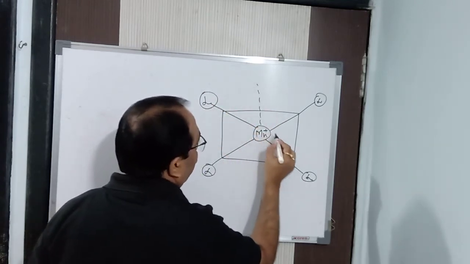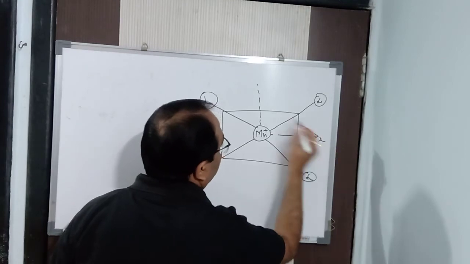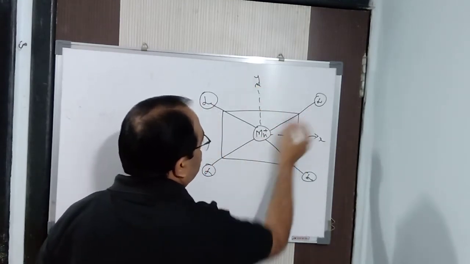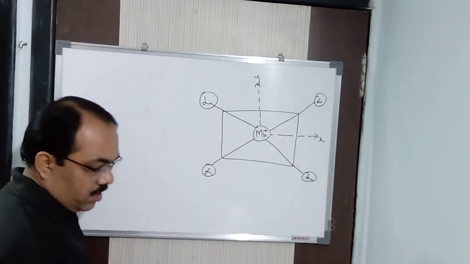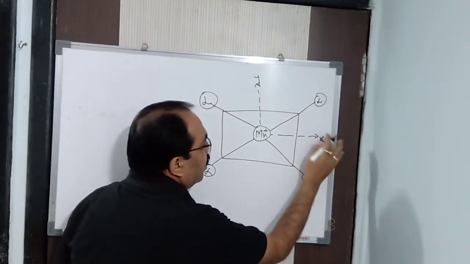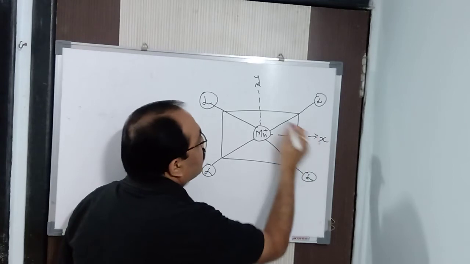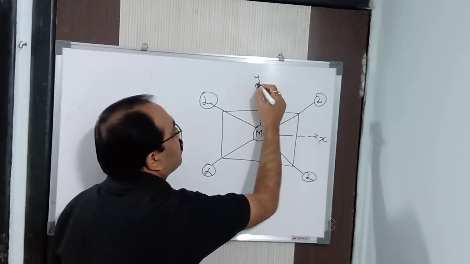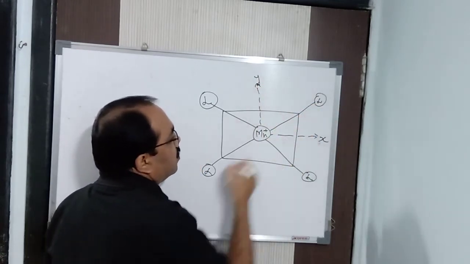Now, these are your axes. Let us say this is your x-axis, this is your y-axis, and this is your z-axis. Clear? Let me write properly here. This is your x-axis, this is your y-axis. Got it? And this is your z-axis.